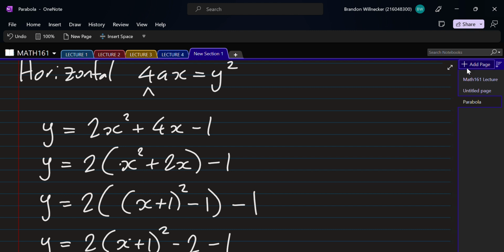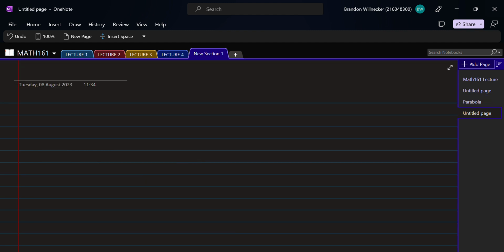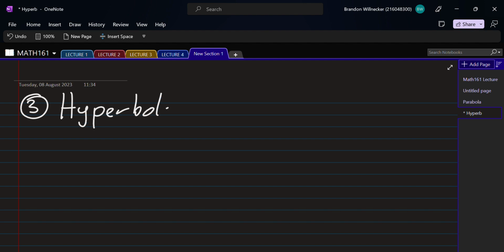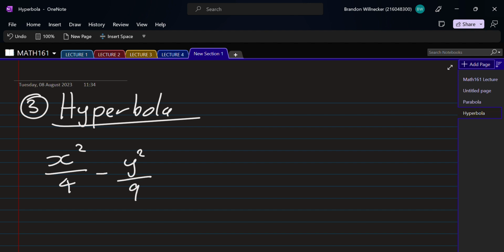The last thing to go through is the hyperbola. So that's number 3. Hyperbola. Okay, so let's look at a pretty simple example. So we'll have x squared over 4 minus y squared over 9 is equal to 1. So very simple, very similar to that ellipse that we had, except the plus changed to a minus. So remember, if we've got a minus between the terms, it's a hyperbola, not an ellipse.